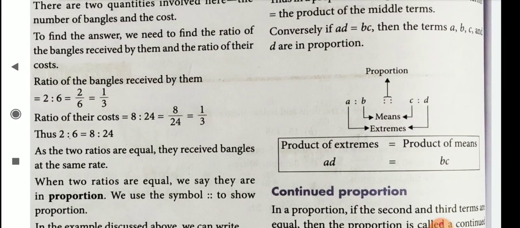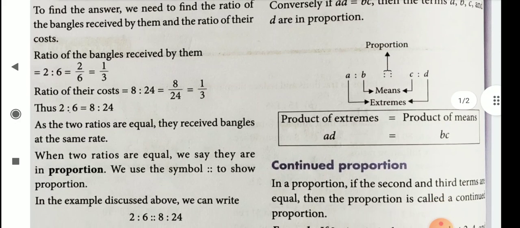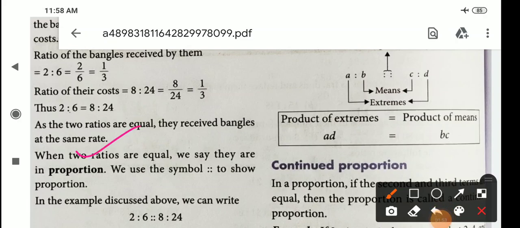As the two ratios are equal, they receive bangles at the same rate. So, when two ratios are equal, we say they are in proportion. We use this symbol, okay, to show proportion. In the example discussed above, we can write like this: 2:6 double colon 8:24. So, clear what is proportion?